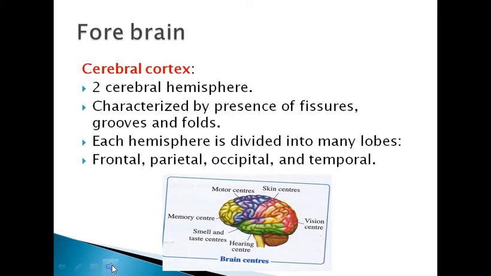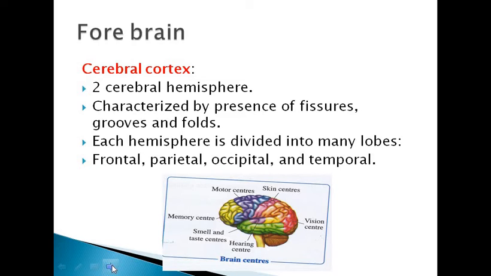Each cerebral hemisphere is divided into many lobes. The number of lobes is actually 5: the frontal lobe, parietal lobe, occipital lobe, temporal lobe. Where is the 5th? The 5th one is not seen from the external surface of the brain. Why? Because it's covered by the frontal and parietal lobes, so it lies deep under them.